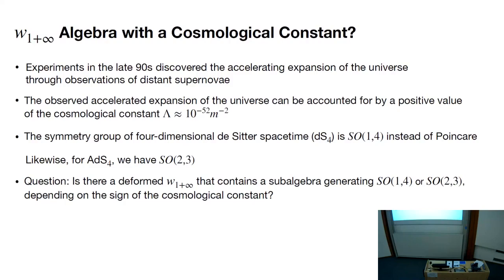anti-de Sitter. So just to remind you, the symmetry group of dS4 is SO(1,4), and for AdS4 it is SO(2,3). So the very simple question we would like to ask is: is there a simple deformation of the W_{1+∞} algebra that contains a subalgebra generating these two global symmetry groups for these two space-times?